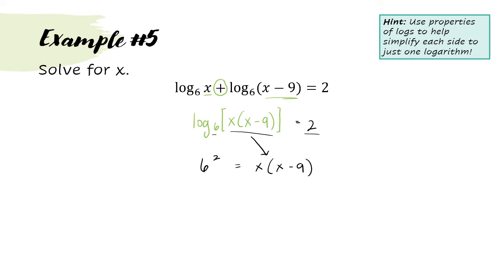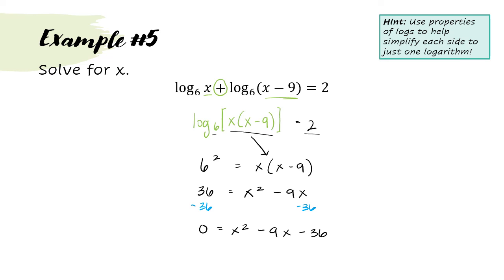Well, let's simplify both of those sides. 6 squared, of course, is 36. We'll distribute on the other side to have x squared minus 9x. So another quadratic here. I wonder if we can solve this either using the quadratic formula or maybe factoring. So I'm going to need to subtract 36 from both sides before we look at that. Therefore, we'll have our quadratic equal to 0, x squared minus 9x minus 36.